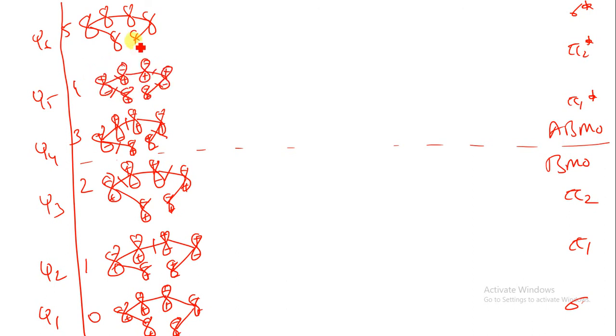Okay, now 5 nodes, 1, 2, 3, 4 and 5, so it will be minus plus, plus minus, minus plus, plus minus, minus plus, plus minus. Then after we have to see the conrotation. So what will happen over here?